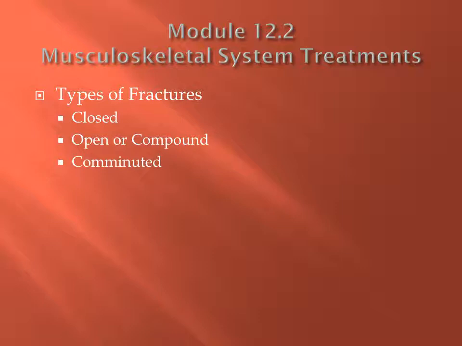When coding in the musculoskeletal system, you also need to know types of fractures. Closed fractures mean that the overlying skin has not been compromised and the fracture is not exposed to external environments. Open or compound is when the skin is open and the fracture is exposed to the external environment. And comminuted is when the bone is broken into more than two pieces.